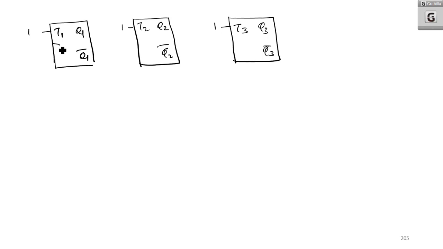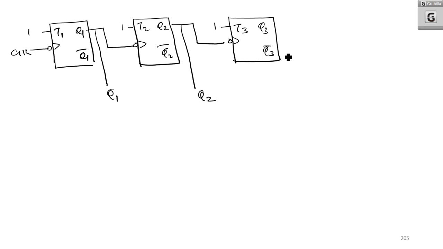Now it is negative edge triggered. So clock is given here. Here also it is negative edge triggered. So Q1 is directly given here and Q2 is directly given here. Q1 is taken as one output, Q2 is taken as one output, and Q3 is taken as one output.